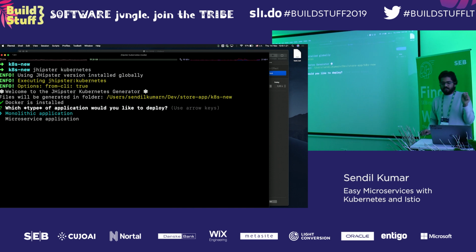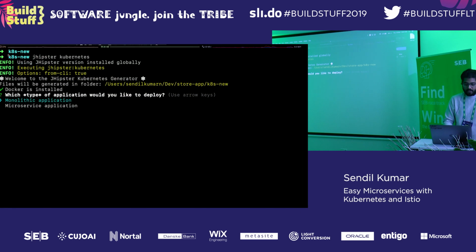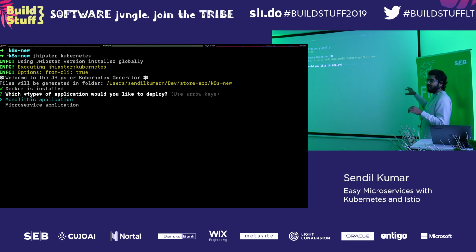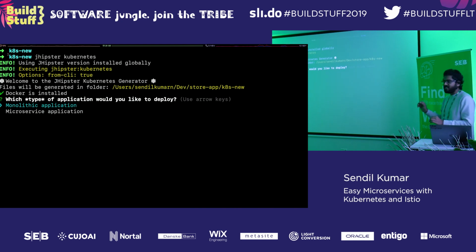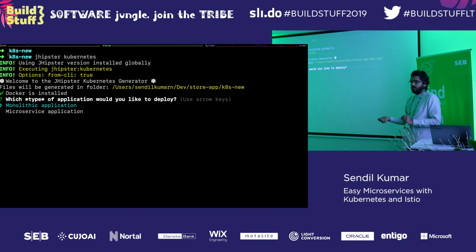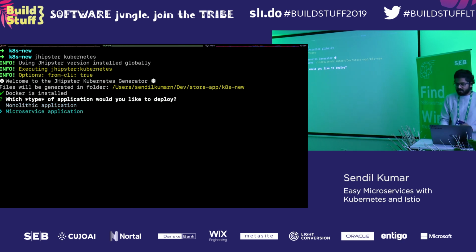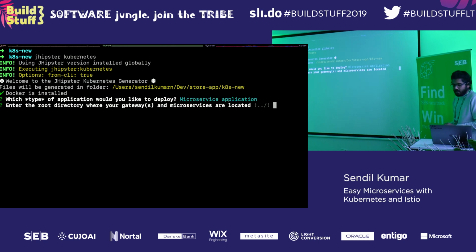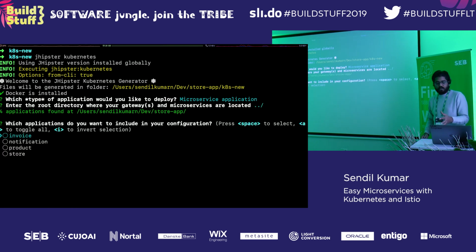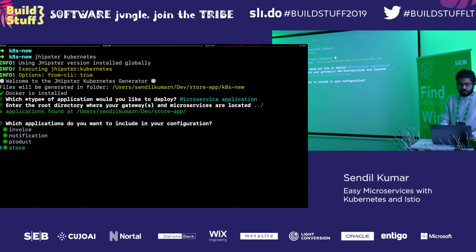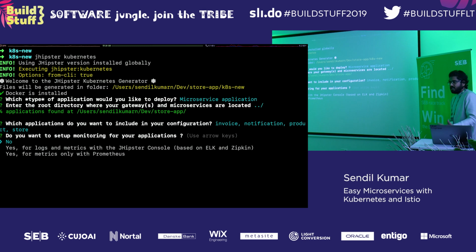So it first checks whether you have Docker installed. Once it verifies that you have Docker installed, it goes ahead and asks which kind of application you want to deploy. You can say Monolith or microservice. In our case, we're doing microservice. We'll just use this microservice application. And it asks in which location your microservices are. So I go ahead and give it. It finds all the microservices that I have, and I can choose them. Once I've chosen them, it asks whether you want to set up monitoring for your application.